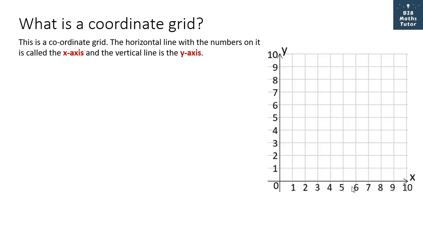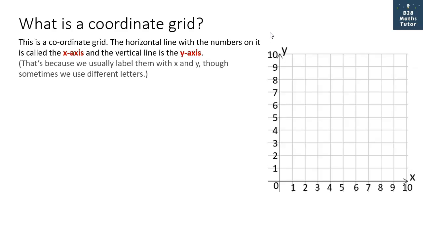Something like this. We've got a grid with a horizontal line with numbers on it and a vertical line with numbers on it. The horizontal numbered line is called the x-axis and the vertical one is called the y-axis. Sometimes we use different letters, but generally it's x and y, and when someone refers to the x-axis they always mean the horizontal one and the y-axis always means the vertical one.